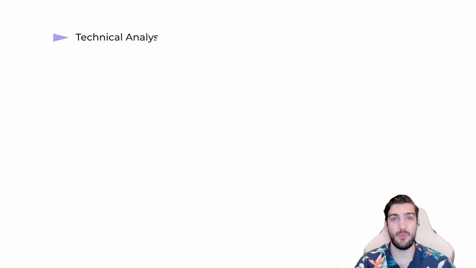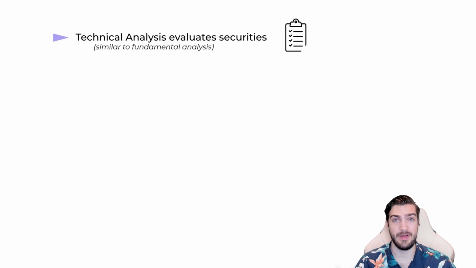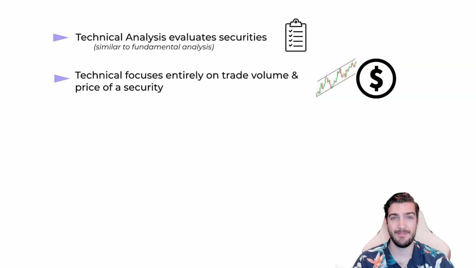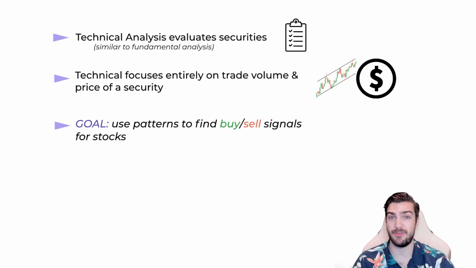Technical analysis is a way of evaluating securities, like stocks. But unlike fundamental analysis that looks at a company's profitability and the health of that company, industry, sector, or even the entire economy, technical analysis instead focuses entirely on the stock's price and trade volume. Our goal is to use this price and volume data to create and find patterns to find periods where we can buy or sell a security.